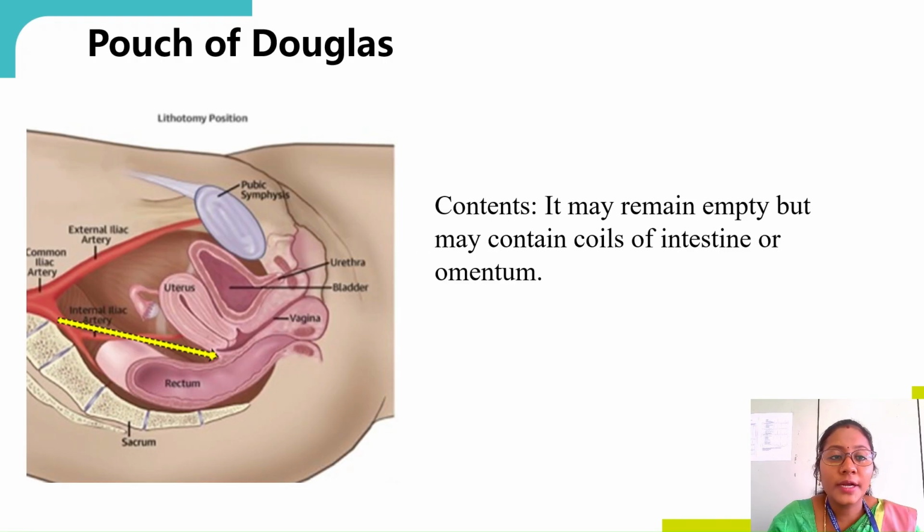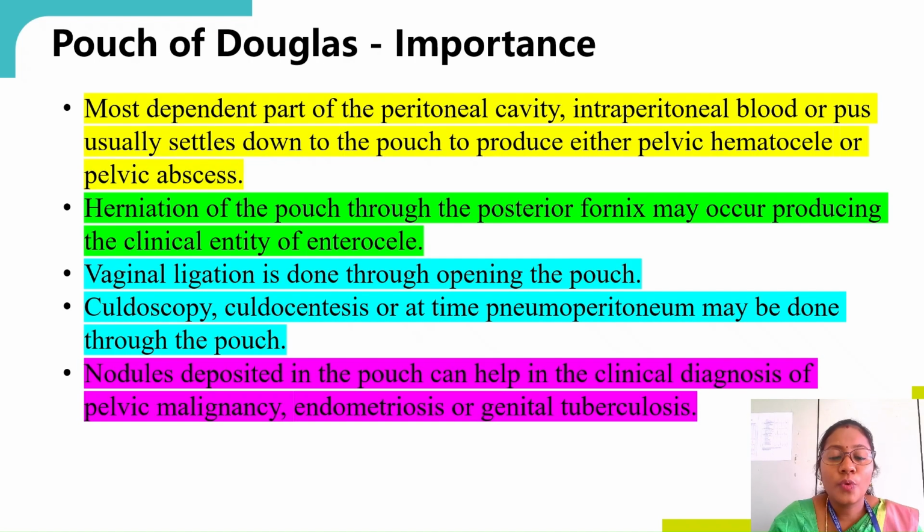So what are the contents present in the pouch of Douglas? It may remain empty, but may contain coils of intestine or omentum. What is the importance of the pouch of Douglas? First, it is the most dependent part of the peritoneal cavity. Intraperitoneal blood or pus usually settles down in the pouch to produce either a pelvic hematocele or a pelvic abscess.